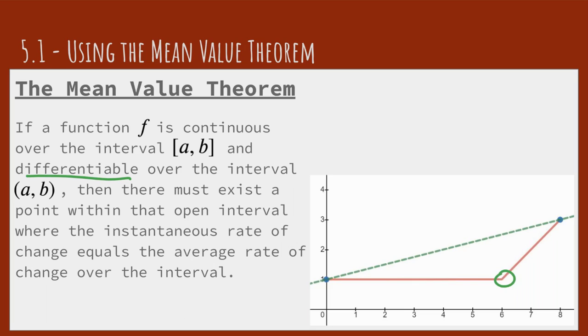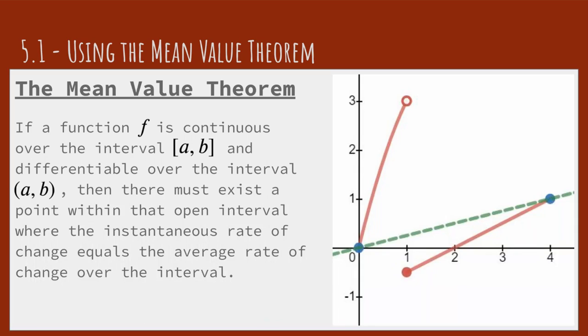If we look at another example here, we have a discontinuous function. So since the function is not continuous on the interval, we have this jump discontinuity at x equals 1, then the mean value theorem doesn't apply. So we have a slope here of 1/4, and at no point on this interval is the slope of the tangent line equal to 1/4. So the mean value theorem doesn't really tell us anything here.